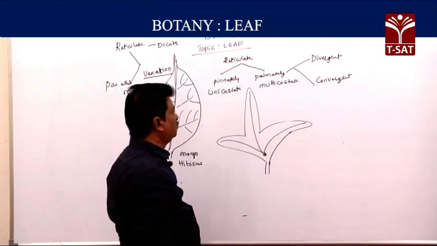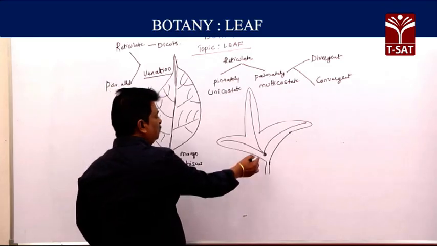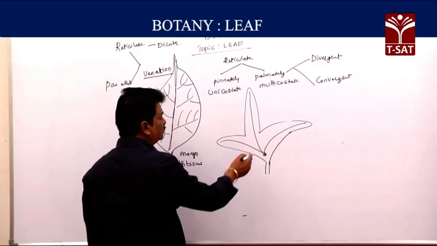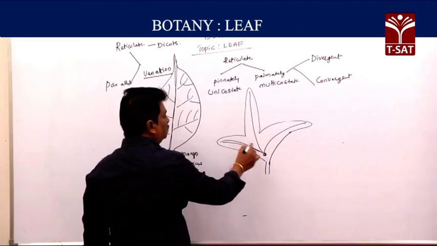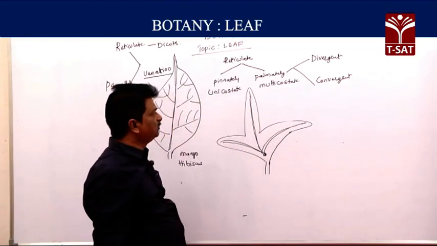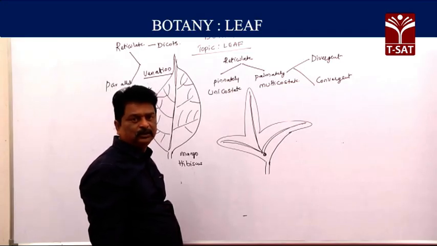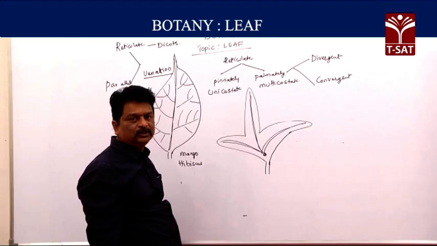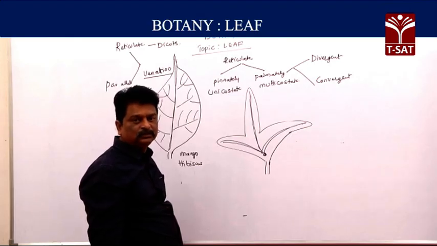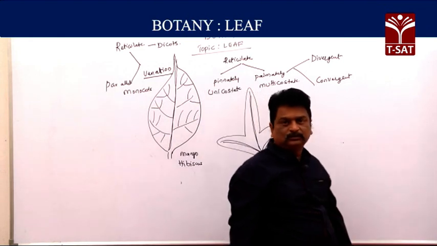First one, palmately reticulate divergent. It is common in lobed leaves. If the leaf is lobed, every lobe receives one midrib, so that the midribs are diverged. So it is called palmately reticulate divergent. Example for palmately reticulate divergent: castor and cotton.